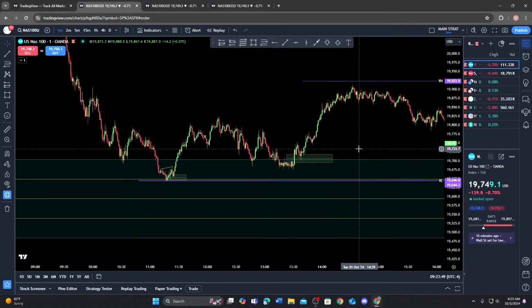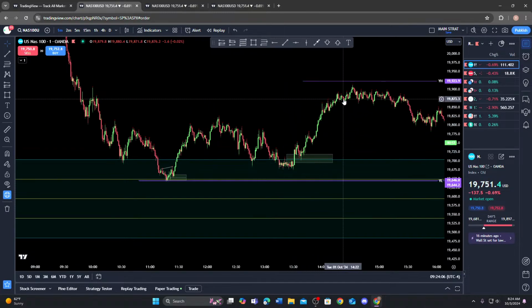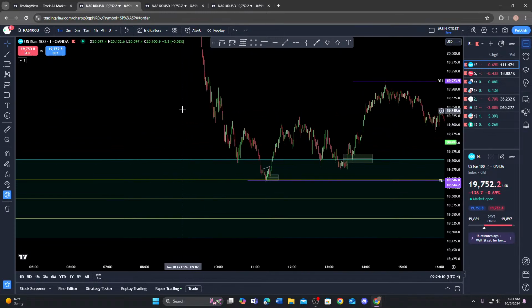Draw our little box here, hit the 50 level of that fair value gap. And this fair value gap also took out a higher high, so it made a higher high, swing high. Went back into it, and then we traded for this liquidity here and here.